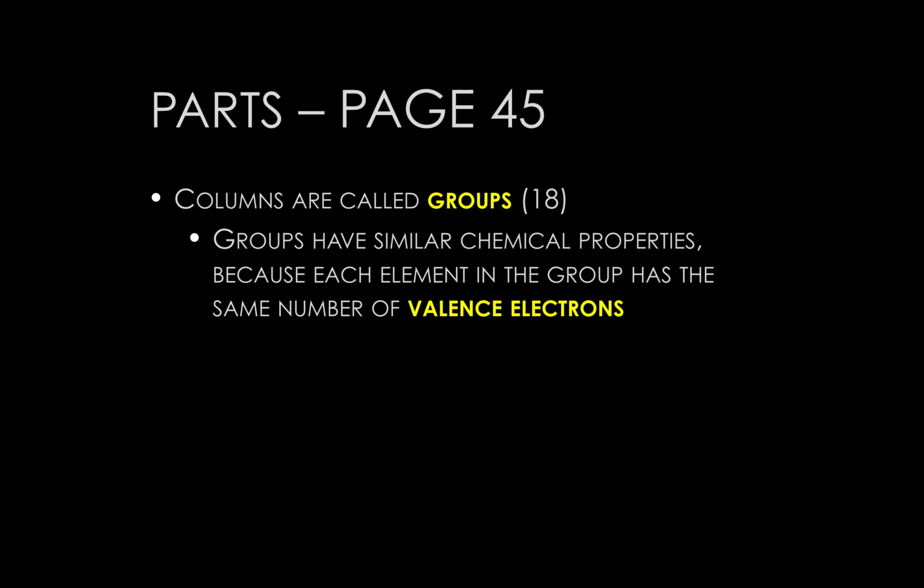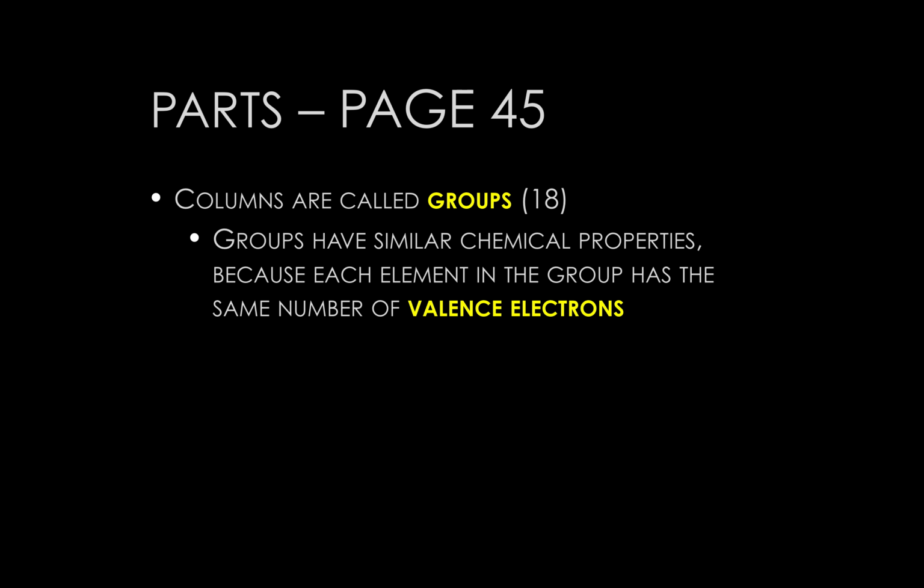Now this slide is a review again. So remember, columns which go up and down are called groups or families. And there's 18 of them. But when we talk about valence electrons, remember that we skip the transition metals. So it's only groups 1 through 8. So groups have similar chemical properties because each element in the group has the same number of valence electrons. And remember that valence electrons are those electrons found in the outermost energy level.